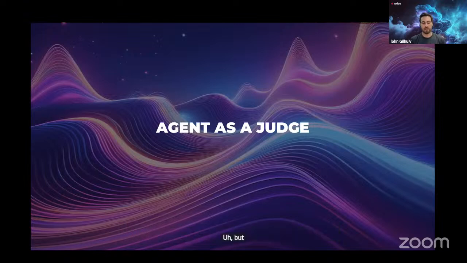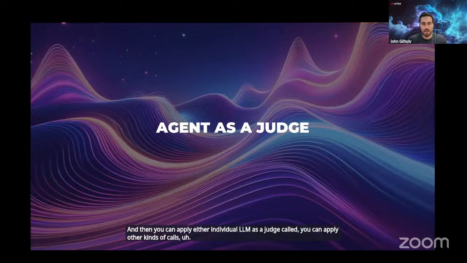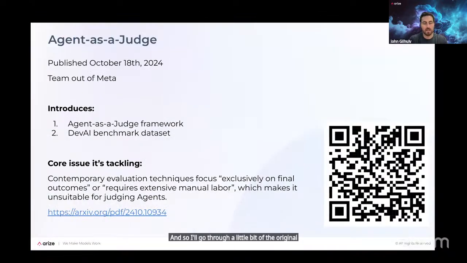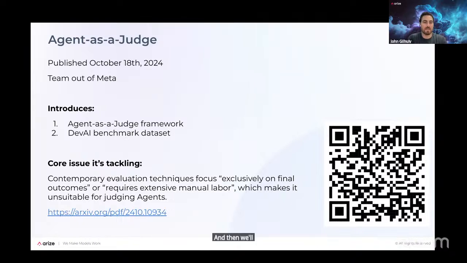But the general idea here is that you're constructing some sort of agent that, instead of doing individual LLM as a judge calls, can take a more holistic view of your application and of the runs of your agent. Then you can apply either individual LLM as a judge calls or other kinds of calls automatically using this agent as a judge approach. I'll go through a little bit of the original paper we saw this mentioned in. This was last October, so in AI terms, that is ancient at this point, but it is still somewhat recent in other terms. Then we'll talk about how this gets used today.